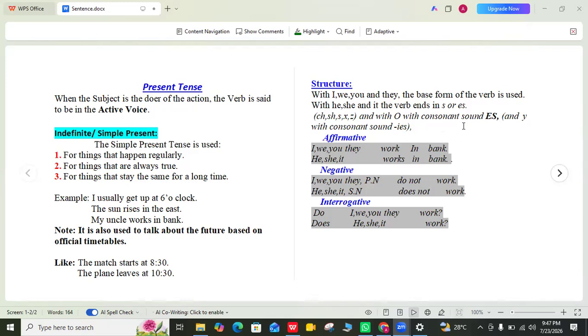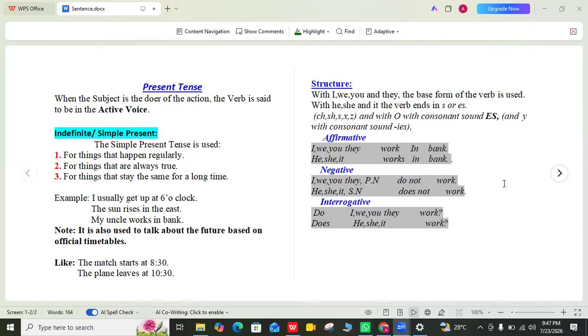So if you want to make a sentence regarding affirmative, negative, or interrogative. Affirmative means positive sentences like I work in a bank, we work in a bank, he works in a bank, she works in a bank, it works in a bank. As you have noticed, I added s with he, she, and it with the main verb.